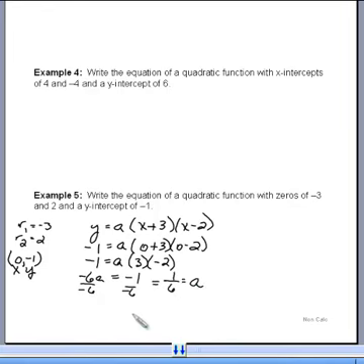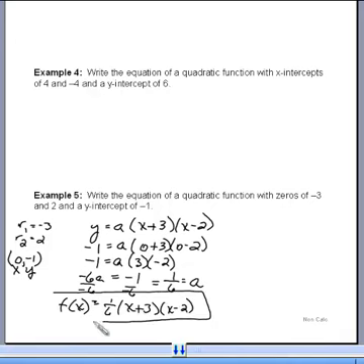All right. So when I rewrite my formula, f of x in root form is equal to positive 1/6 times x plus 3 times x minus 2. Okay. And that is our notes over using root form of a quadratic function.